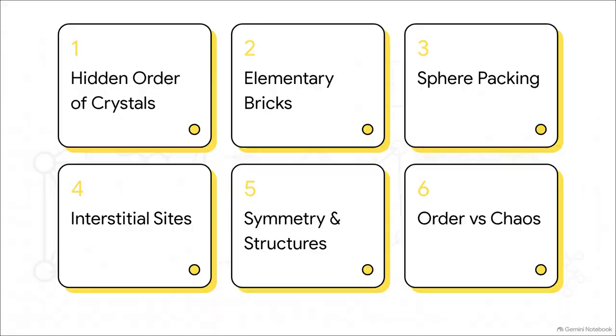So, here is our roadmap for today. We are going to cover: 1. The hidden order of crystals. 2. Elementary bricks. 3. Sphere packing. 4. Interstitial sites. 5. Symmetry and complex structures. And finally, number 6. Order versus chaos. Let's get right into it.